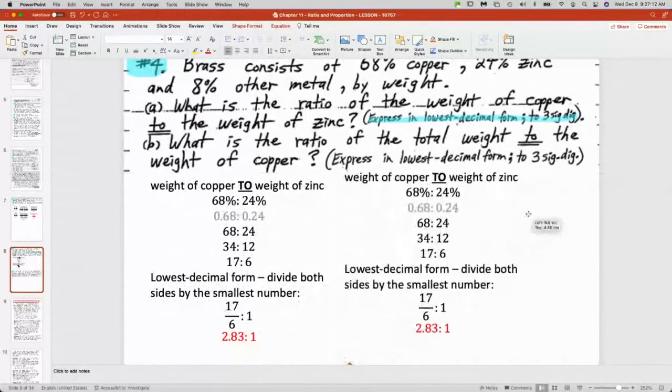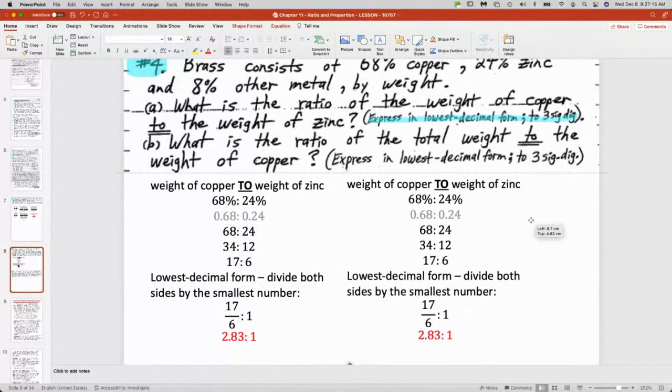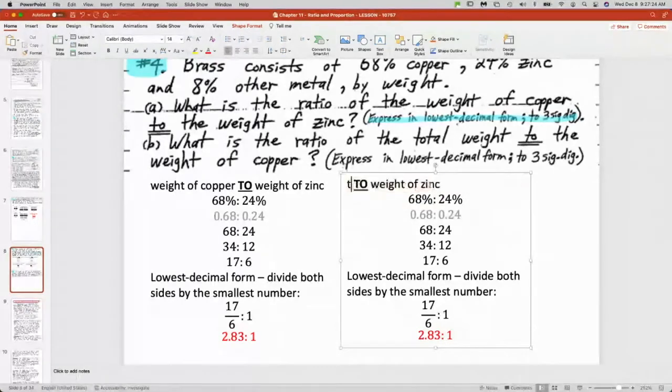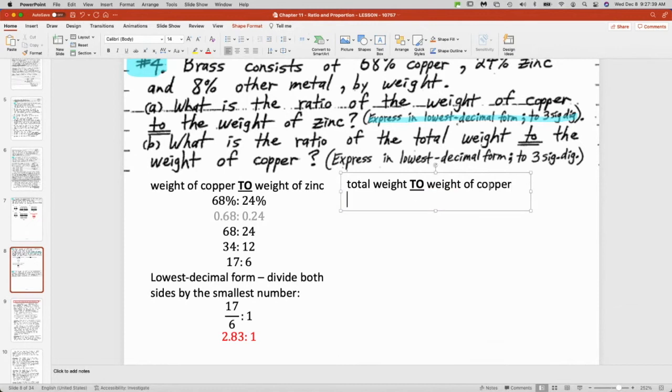So the question is asking us to determine the lowest decimal form ratio of total weight to copper. So total weight, the weight of copper. So you'll see how fast I answer this question because this is how much writing you really need to do for the question. You're gonna be shocked about how less writing it is.